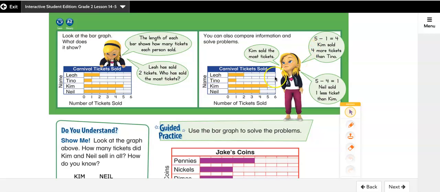Then they wanted to compare Kim to Neil. So again, Kim sold 5 tickets, Neil sold 4. I want to find how many more tickets Kim sold, or how many fewer tickets Neil sold. So again, I'm going to write a subtraction problem, and they've done it for us over here. 5 minus 4 equals 1. Neil sold 1 less ticket than Kim.